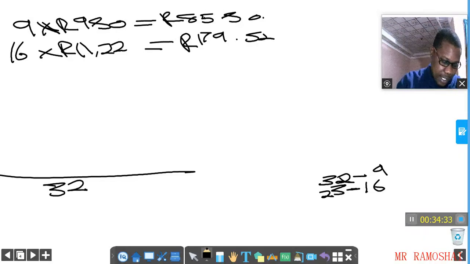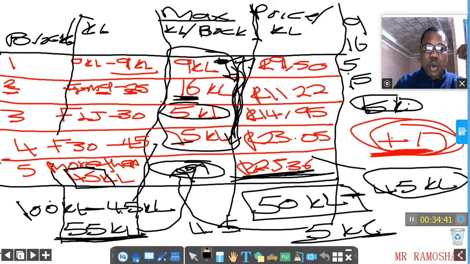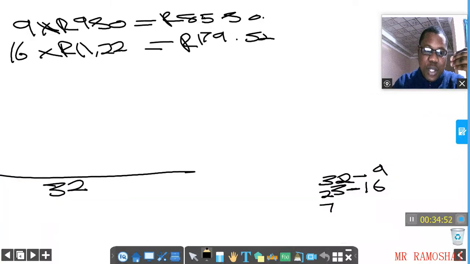179.52. Right, so we check 23 minus 16, we are left with 7 kiloliters. Then we go to the next block, which is block number 3. Block number 3 allows us to consume a maximum of 5 kiloliters. And if you check, we are left with 7 kiloliters.